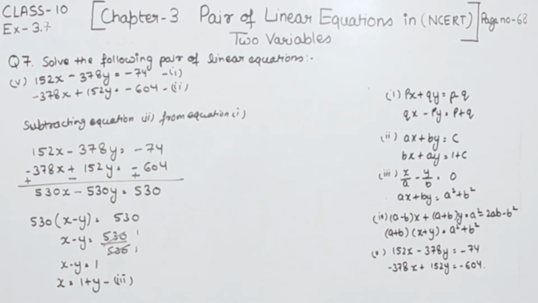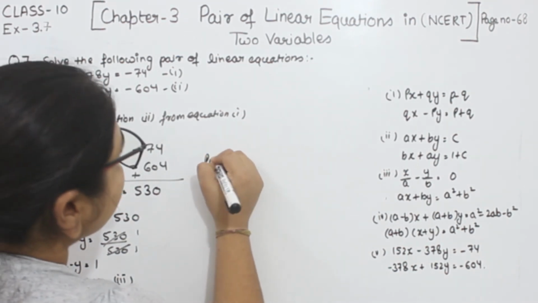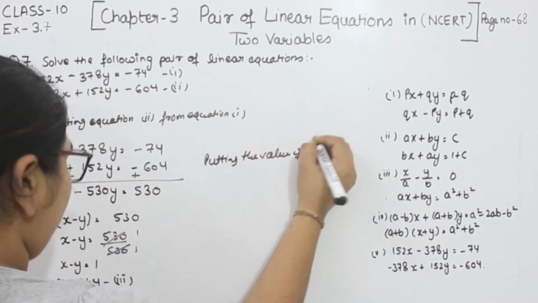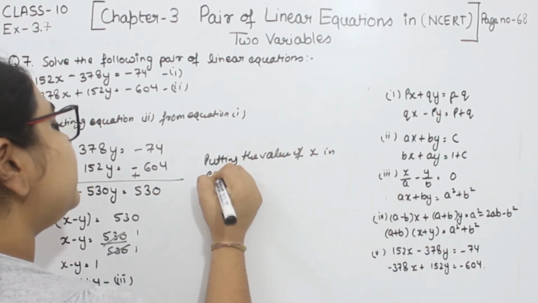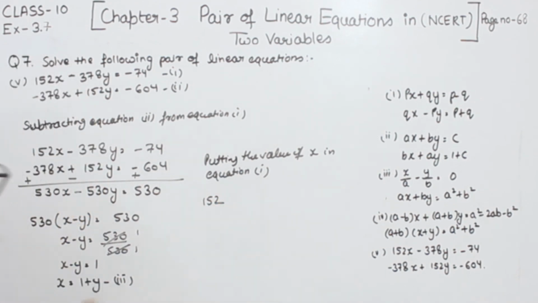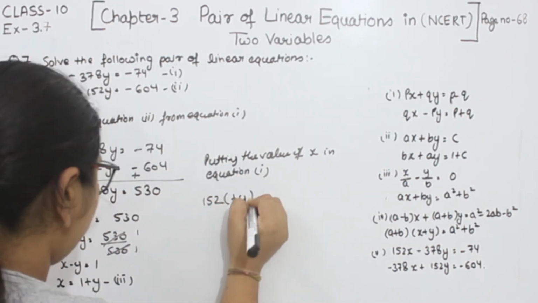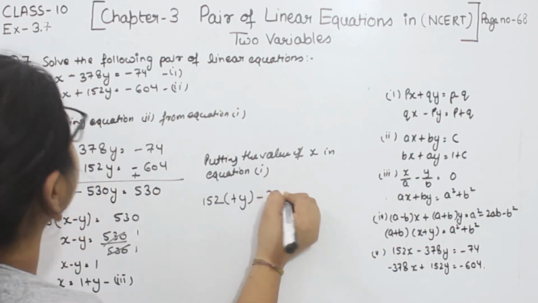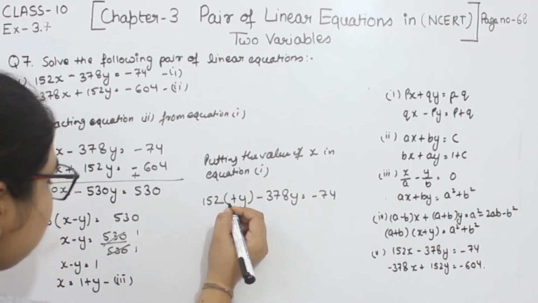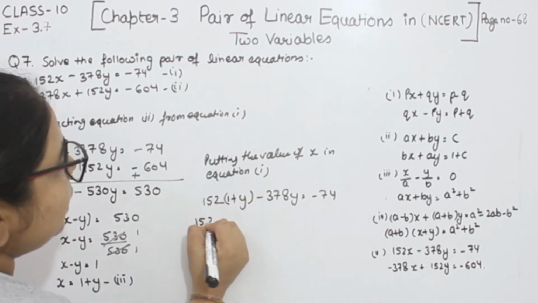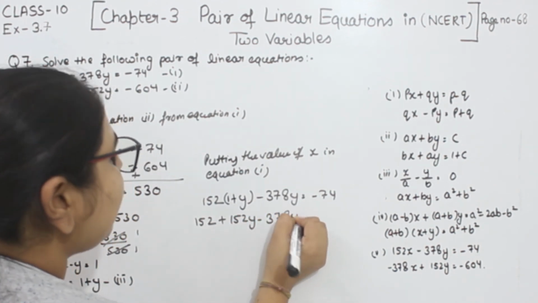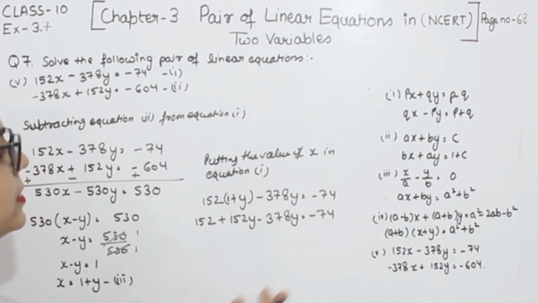Now I'm going to put this in equation number 1. So we write, putting the value of x in equation 1: 152 times the value of x, which is 1 plus y, minus 378y equals minus 74. So here we have 152 plus 152y minus 378y equals minus 74.